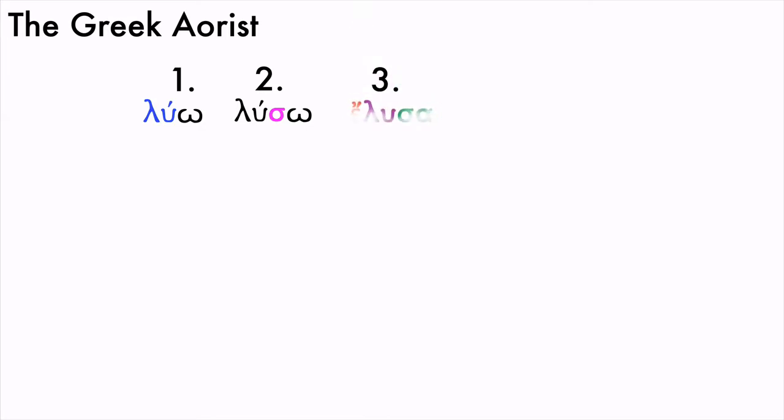And the easiest way to jump into the aorist tense is to show you that it's the third principal part and get a look at it. So we have luo as the easiest verb to conjugate, the most regular. The first principal part is luo in the present. The second principal part is luso with that characteristic sigma. And the third principal part, the aorist, is elusa.